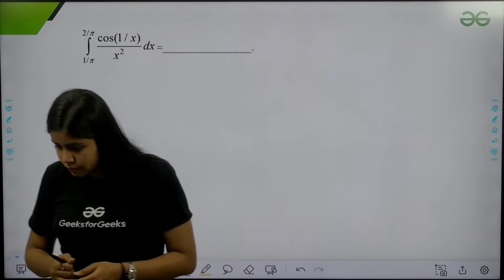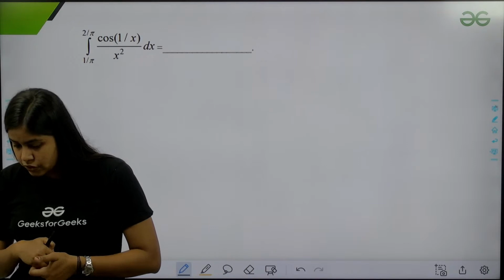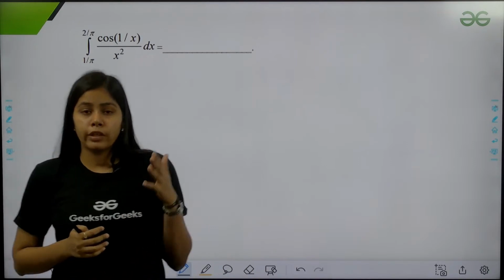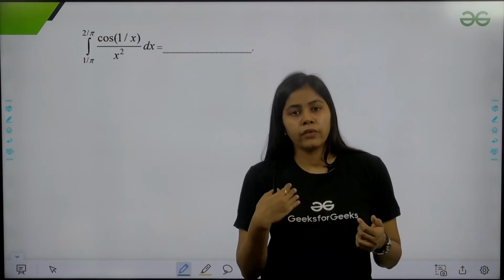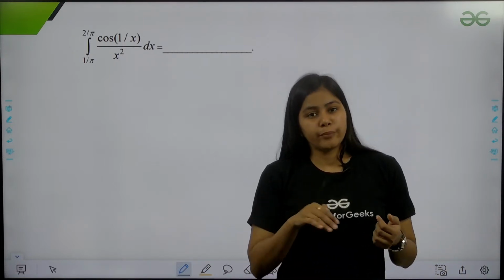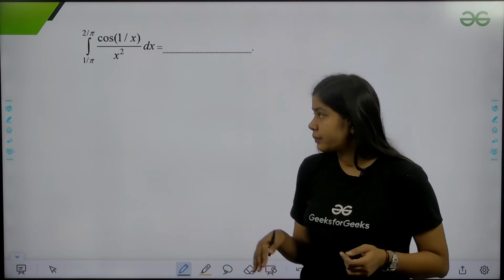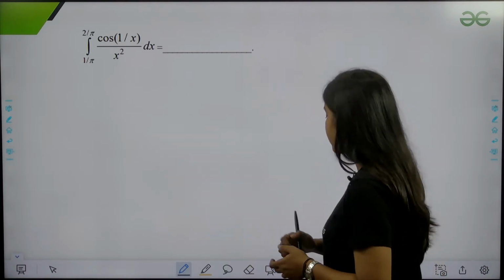Ma'am, will the common edge also be counted? Because of that common edge, we have divided by 2. We have divided 3f by 2, right? Okay, so let's come back to this question.